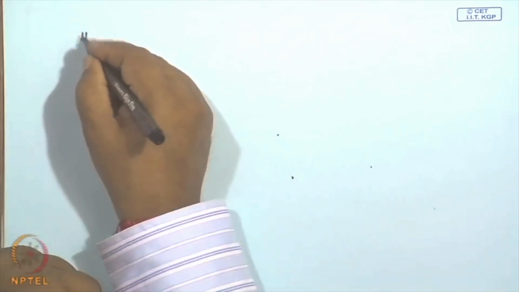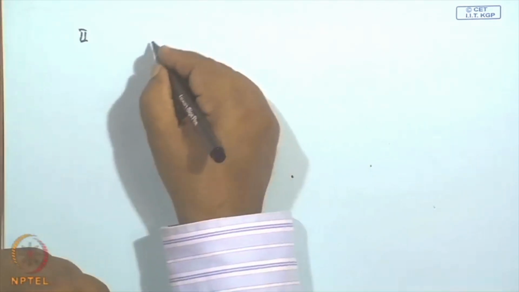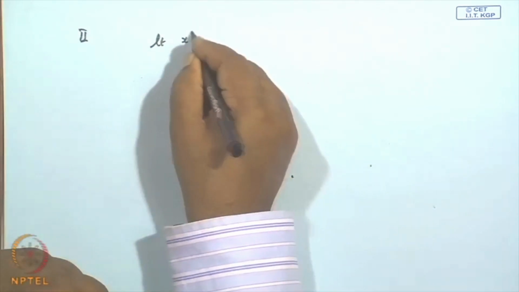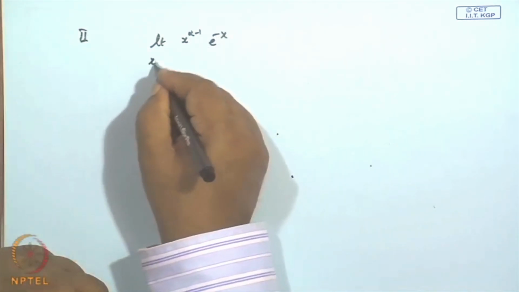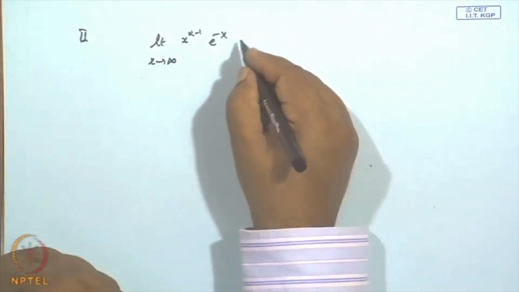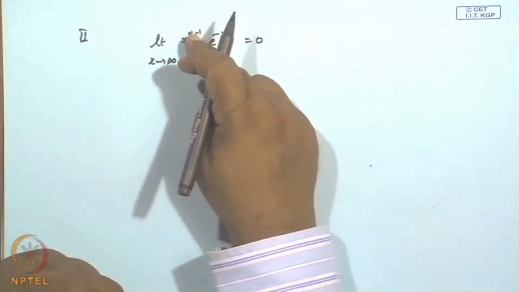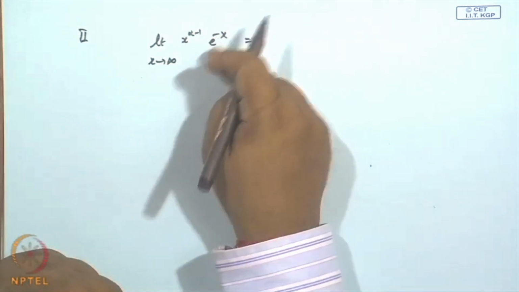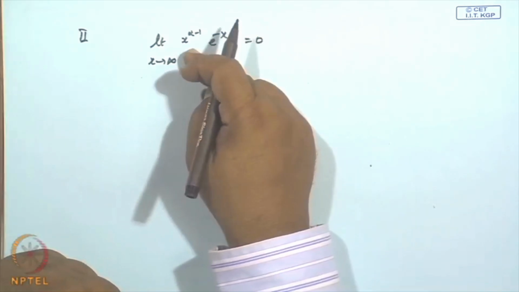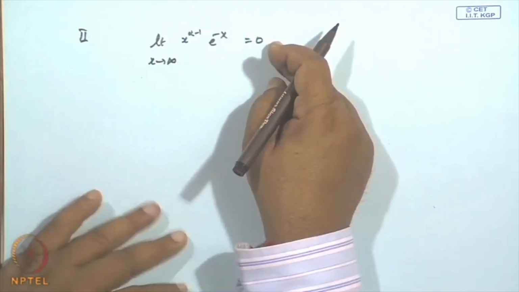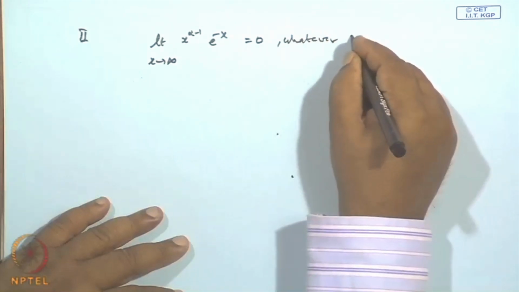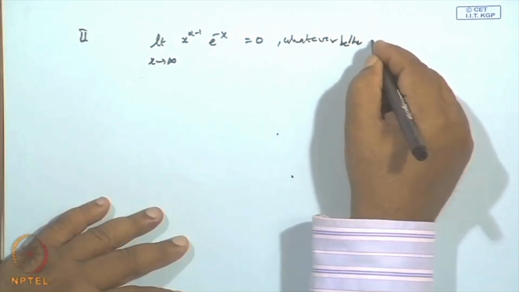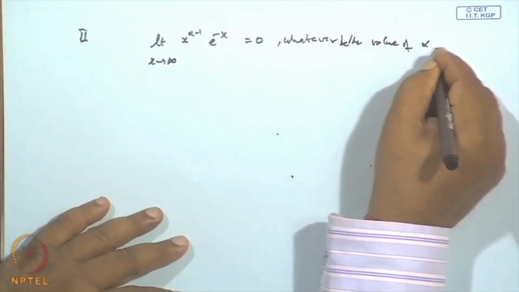The second part: the limit of x to the power alpha minus 1 times e to the power minus x as x tends to infinity is always 0, whatever alpha may be. The e to the power x goes in the denominator, so it will always be 0, whatever the value of alpha.